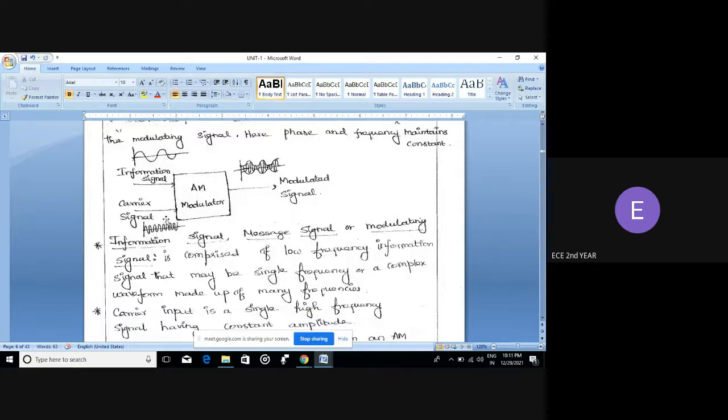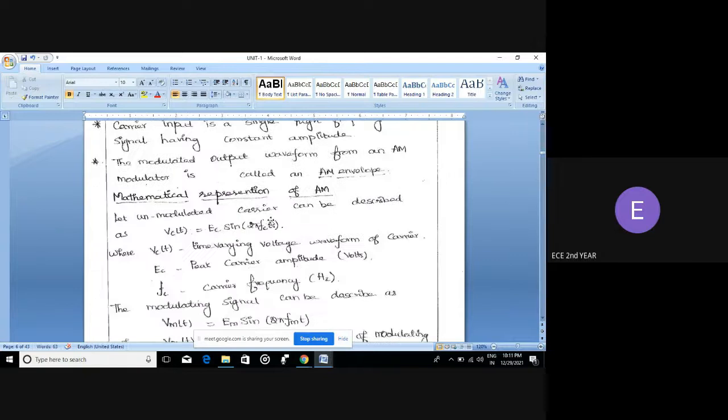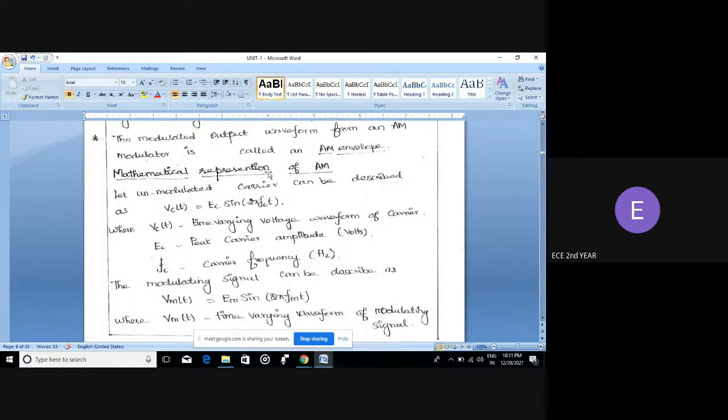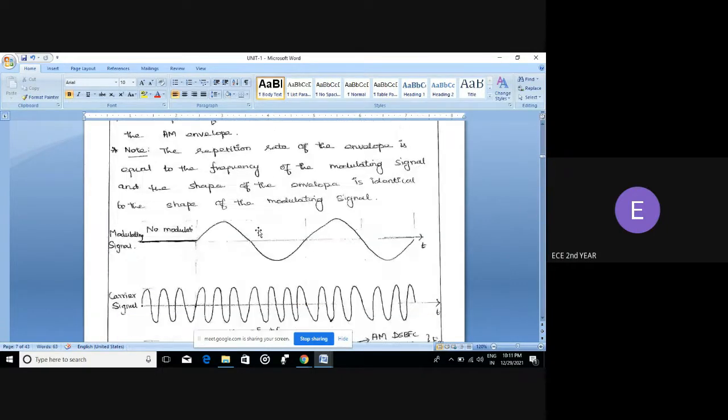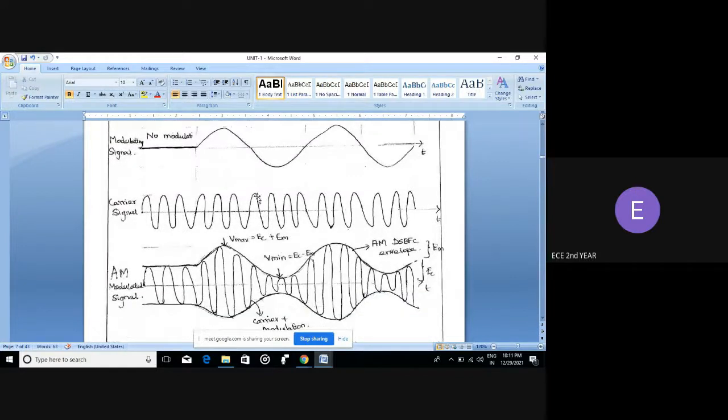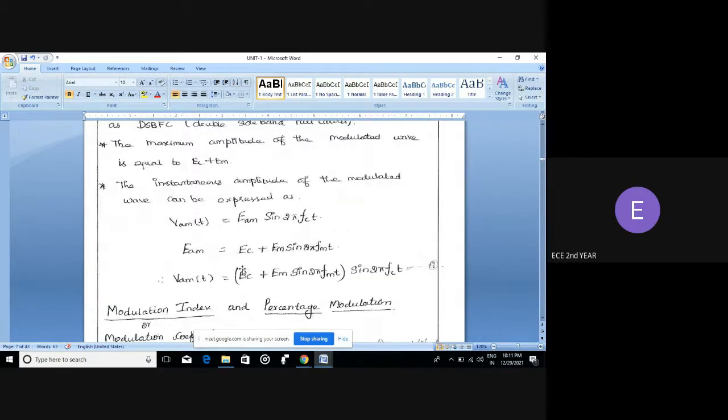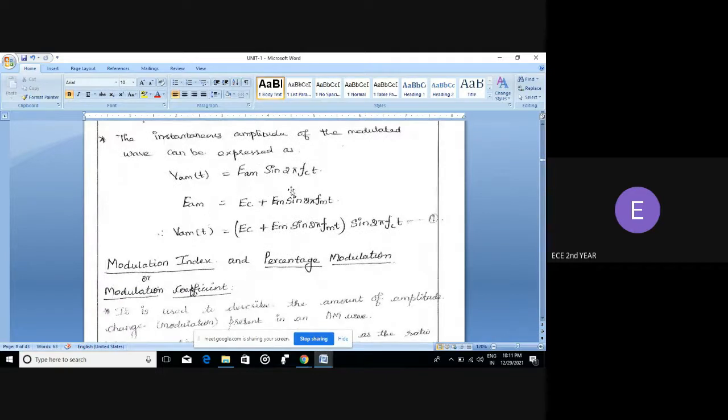Here we have explained three signals: what is information, what is carrier, and what is modulated signal. And then the representation for each type of signal. Here the unmodulated carrier signal is represented. Here the modulating signal is represented. And then finally the modulated wave V_AM of t is also represented. So three types of representation. Here we see the three different diagrams: unmodulated carrier signal, modulating signal, and the modulated signal. Okay, this is a representation for the AM wave.